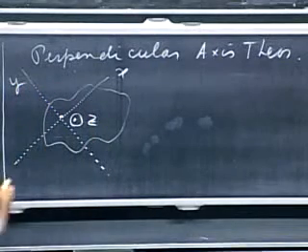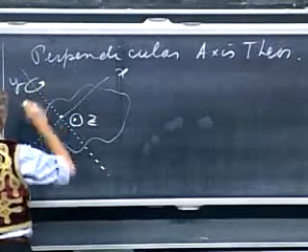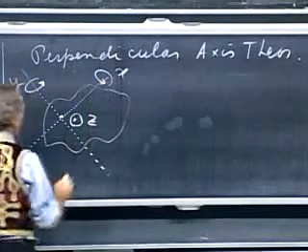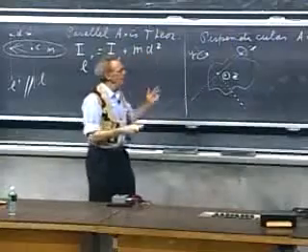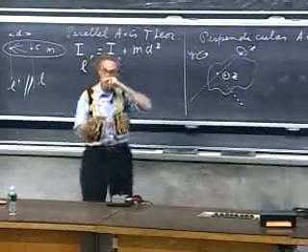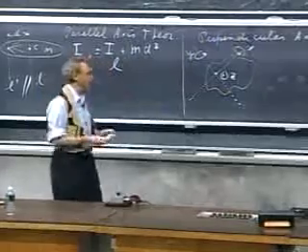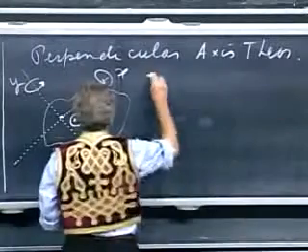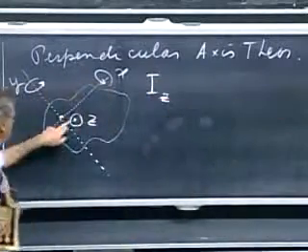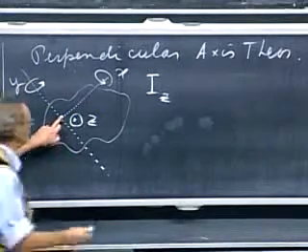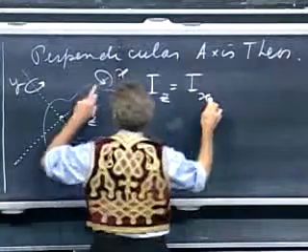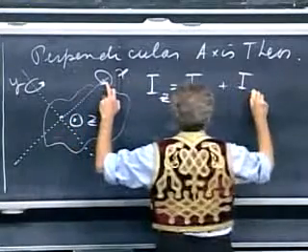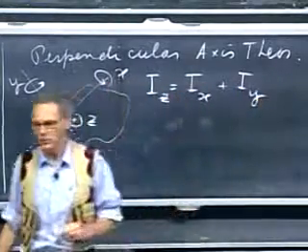Now you can rotate this thin plate about this axis. You can also rotate it about that axis. And you can also rotate it about the z-axis. And then the perpendicular axis theorem, which your book proves in just a few lines, tells you that the moment of inertia for rotation about this axis here is the same as the moment of inertia for rotation about x plus the moment of inertia for rotation about the axis y.